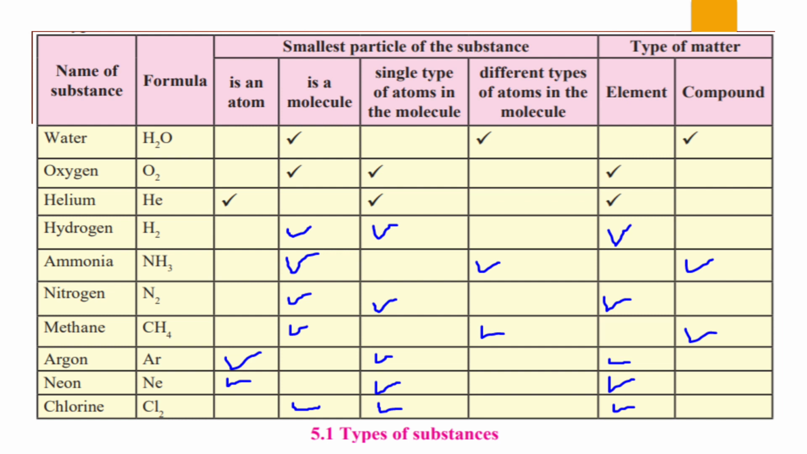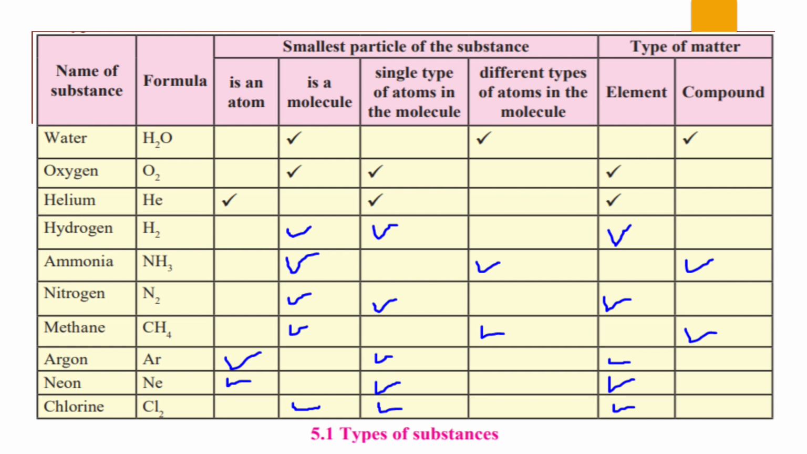The third one is helium. The formula of helium is He. Here, can you find He2, He3 like that? No, it means He is itself an atom. It is not a molecule. So He is an atom. It is a single type of atom and again it is an element.